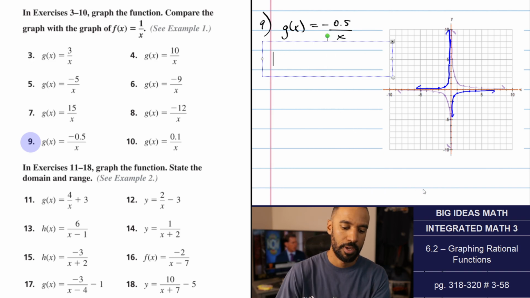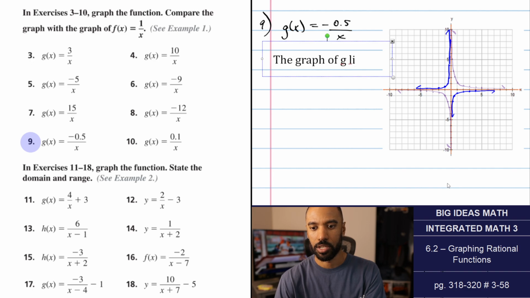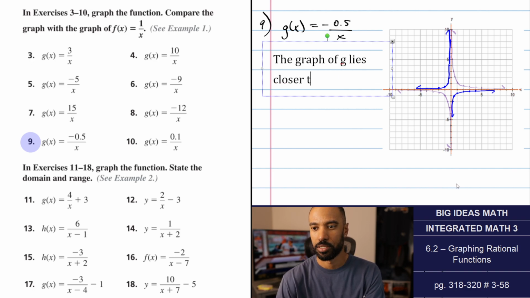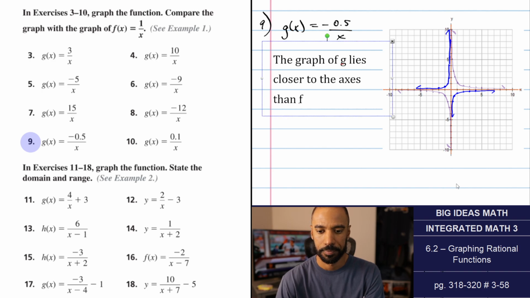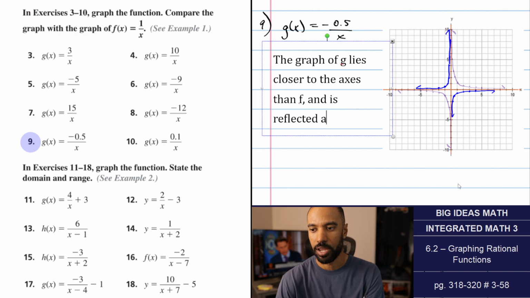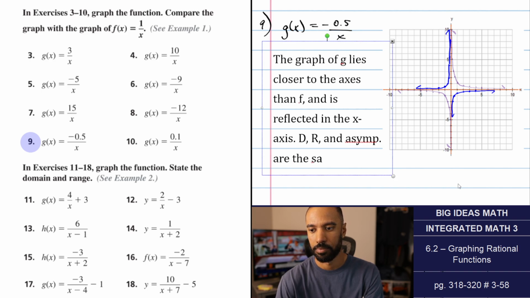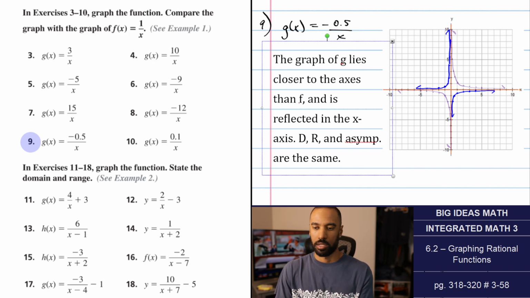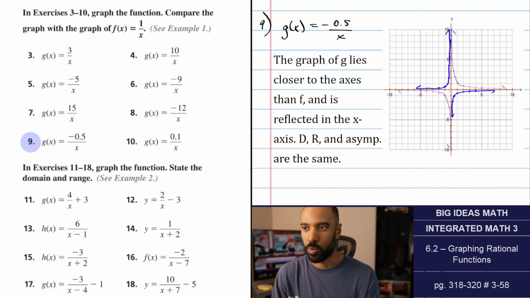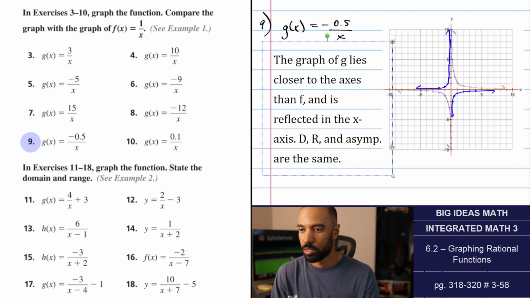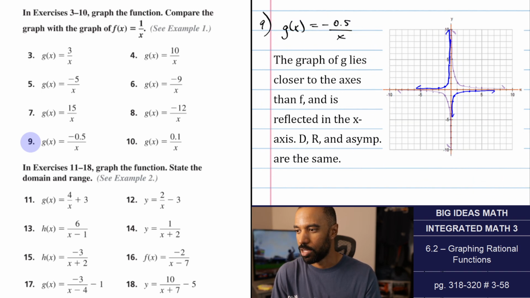Let's type it differently, I guess, this time. The graph of G lies closer to the axes than F and is reflected across, or in, the x-axis. Domain, range, and asymptotes are the same. Okay, I'll get that one ready for the last one. The last one is just not reflected in the x-axis, but okay, number 10.